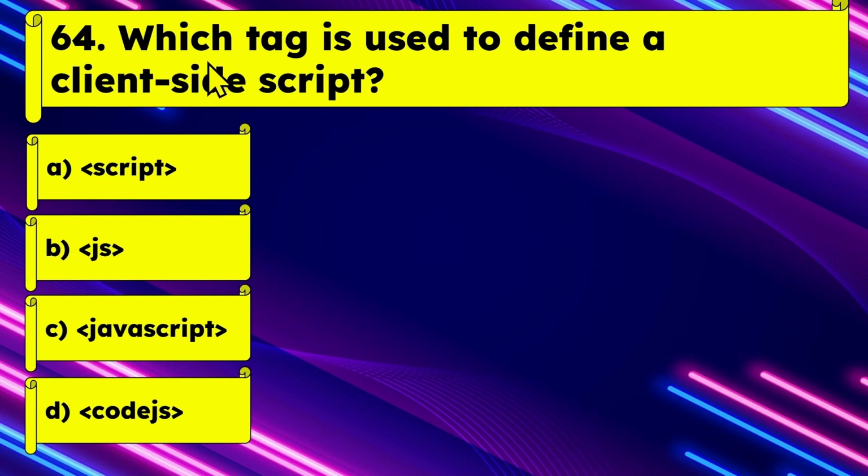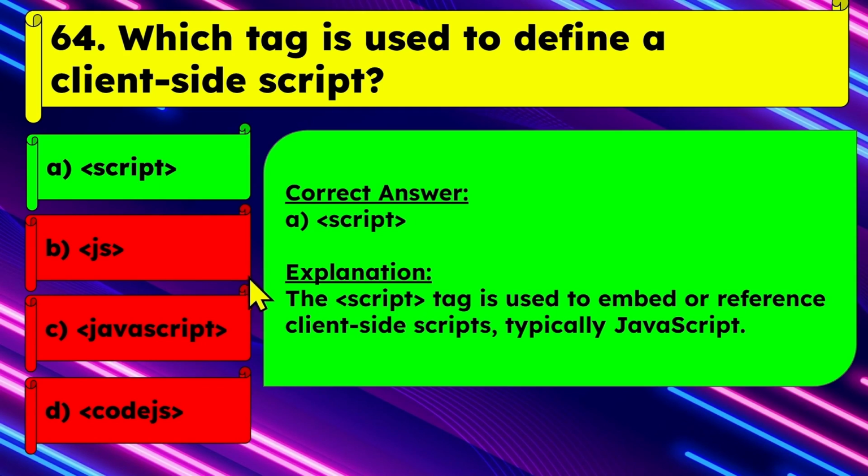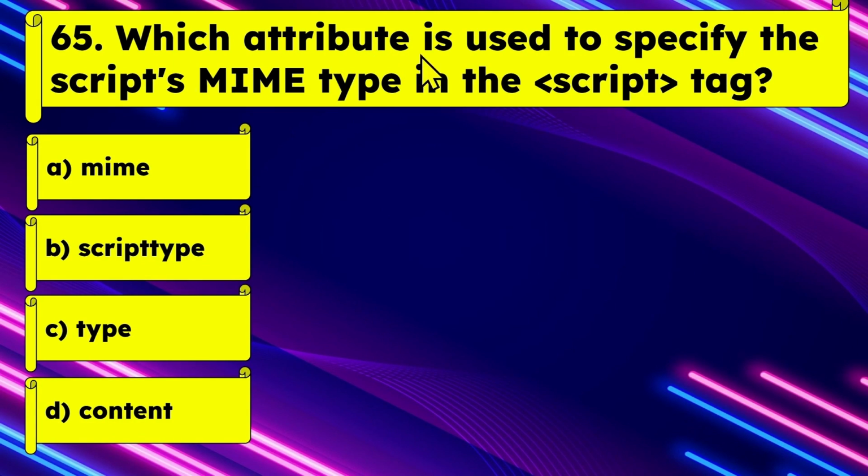Next question is, which tag is used to define a client-side script? Option A script tag, option B JS tag, option C JavaScript tag, or option D code.js tag. So here the correct answer is option A script tag. So you can read the explanation which says the script tag is used to embed or reference client-side scripts, typically JavaScript.